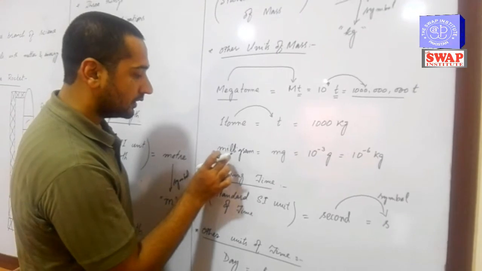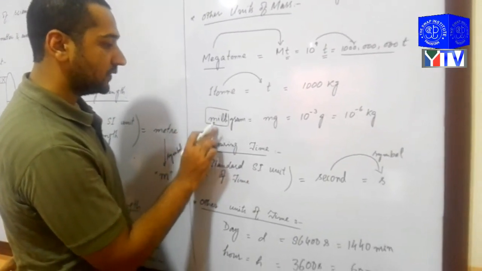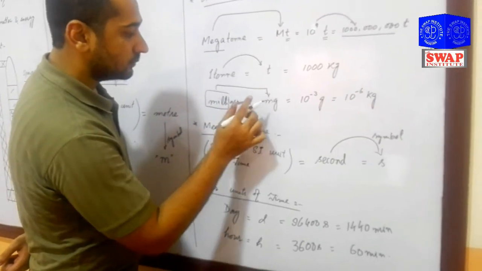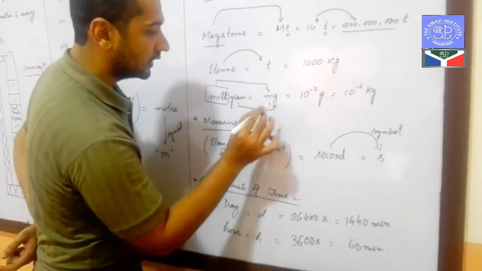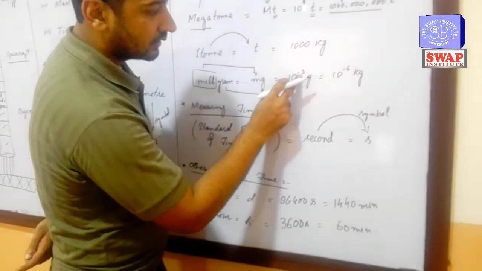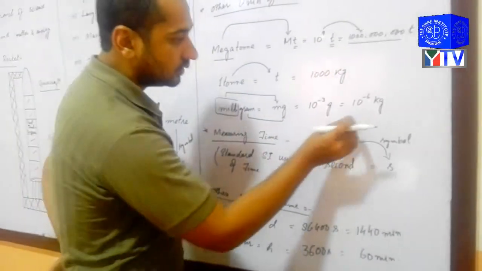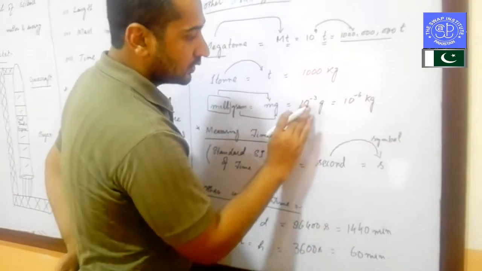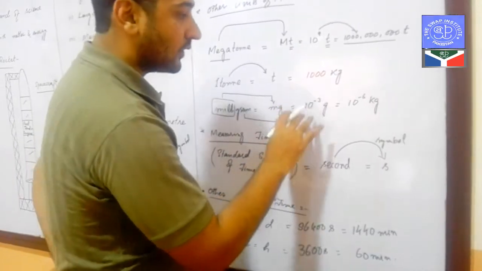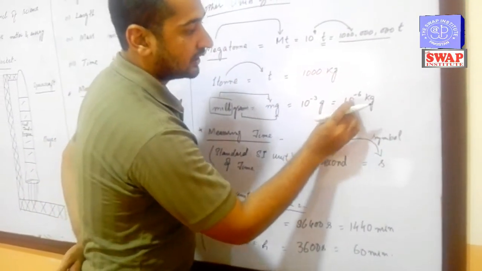And milligram, again this milli is a prefix and is represented by small m, and gram is represented by small g. 1 milligram is 10 raised to minus 3 gram, or if we want to convert it into kg, we divide by 3 more zeros, and we will get 10 raised to minus 6 kilogram.